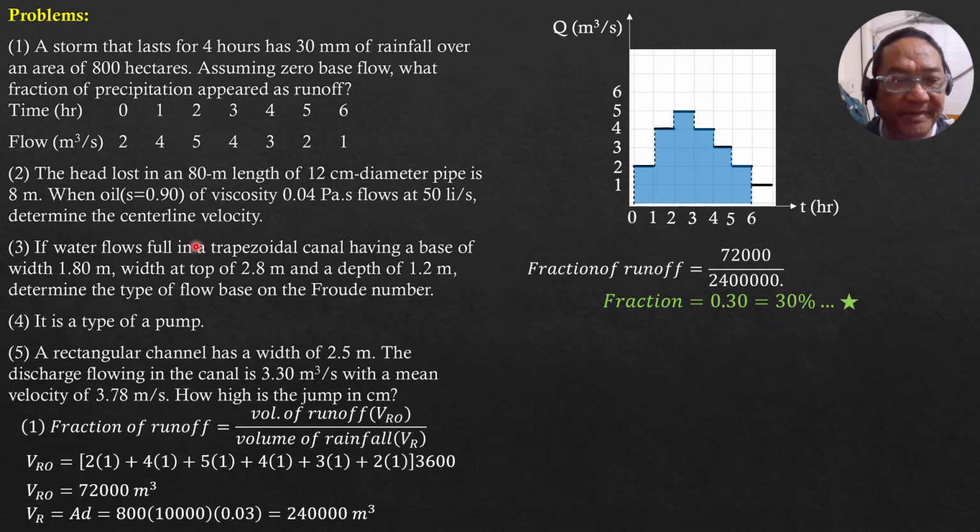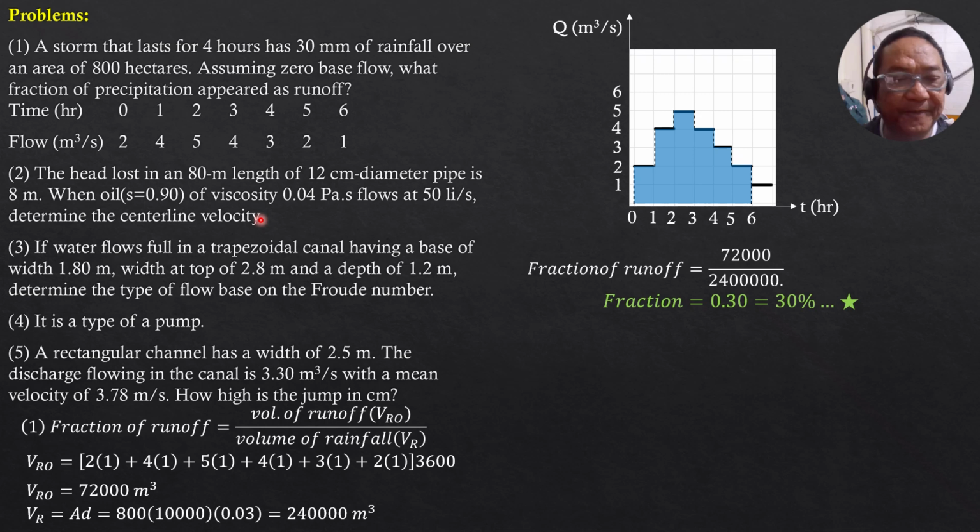For the second problem, the head loss in an 80-meter length of 12 cm diameter pipe is 8 meters. When oil with specific gravity 0.9 and viscosity 0.04 pascal second flows at 50 liters per second, determine the centerline velocity. First, take note there are two types of flow, laminar and turbulent. So let us determine first if the flow is laminar or turbulent. Then from there, we can set up the centerline velocity or the maximum velocity.